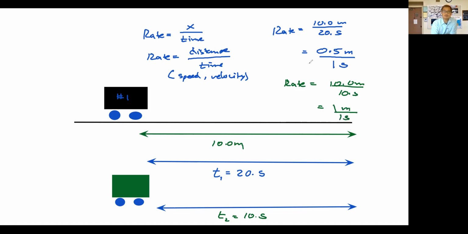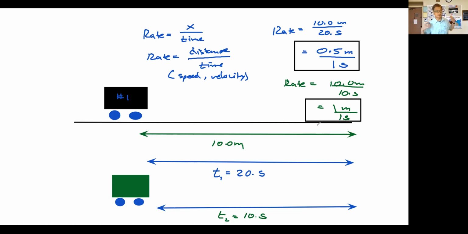Okay. And so with these two rates, we can compare the two cars, and we can see that car number 2 is traveling at a much faster rate than car number 1. Car number 2 is traveling faster than car number 1. So with that said, that's what rates allow us to do. Rates allow us to compare the change that is occurring here.